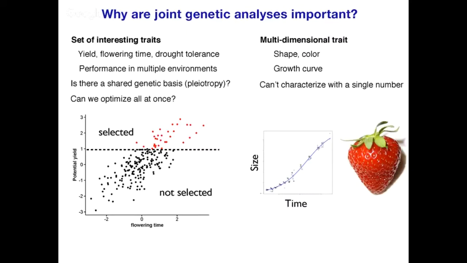Now that's one case. The other case is where the trait that you're interested in is inherently, or at least can't be characterized by a single number. It's inherently multidimensional. These might be things like shape or color or the whole growth curve of an organism through time. Here, any single measurement is almost meaningless by itself. And if you want to do selection, you really have to think about the whole suite of characteristics at once.